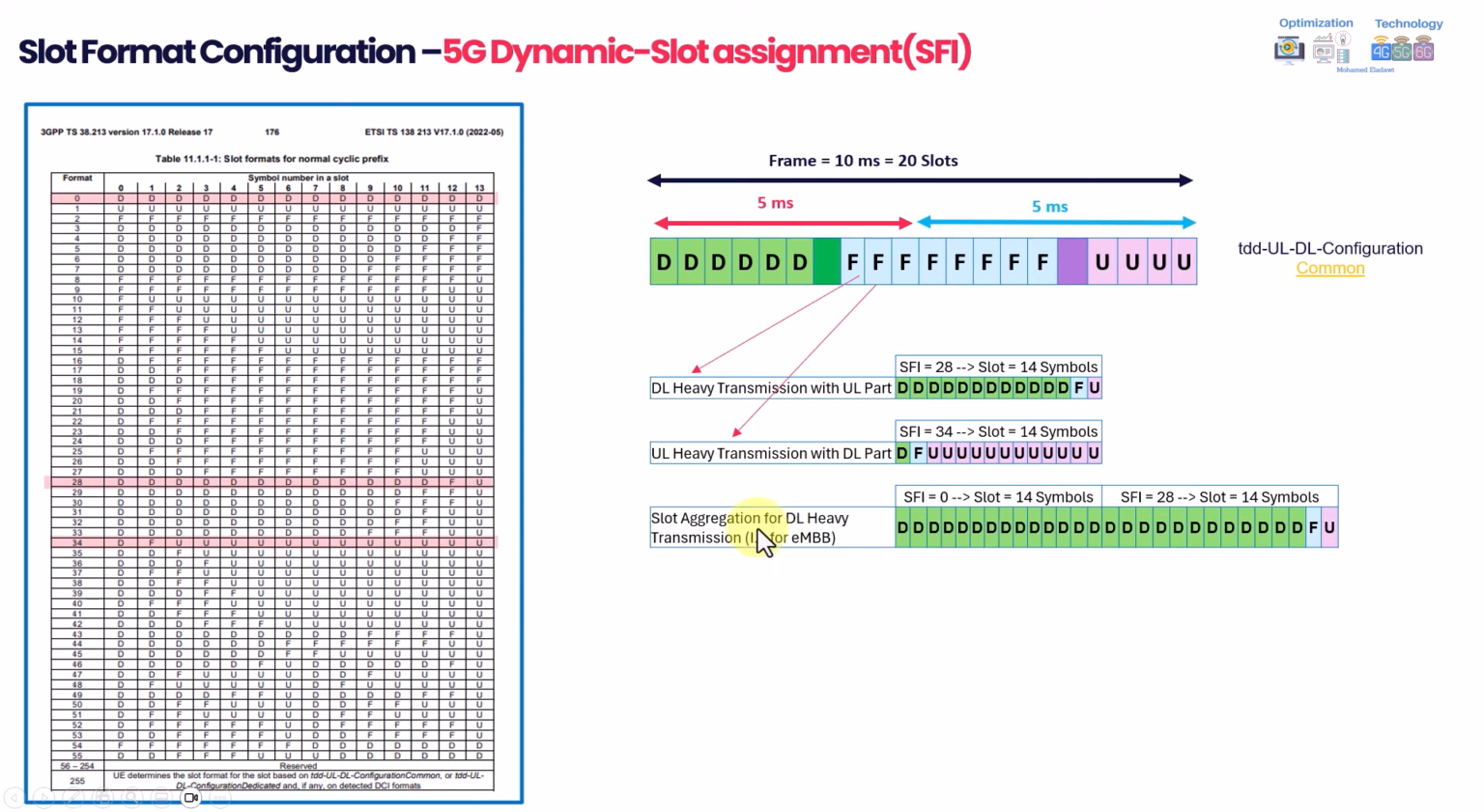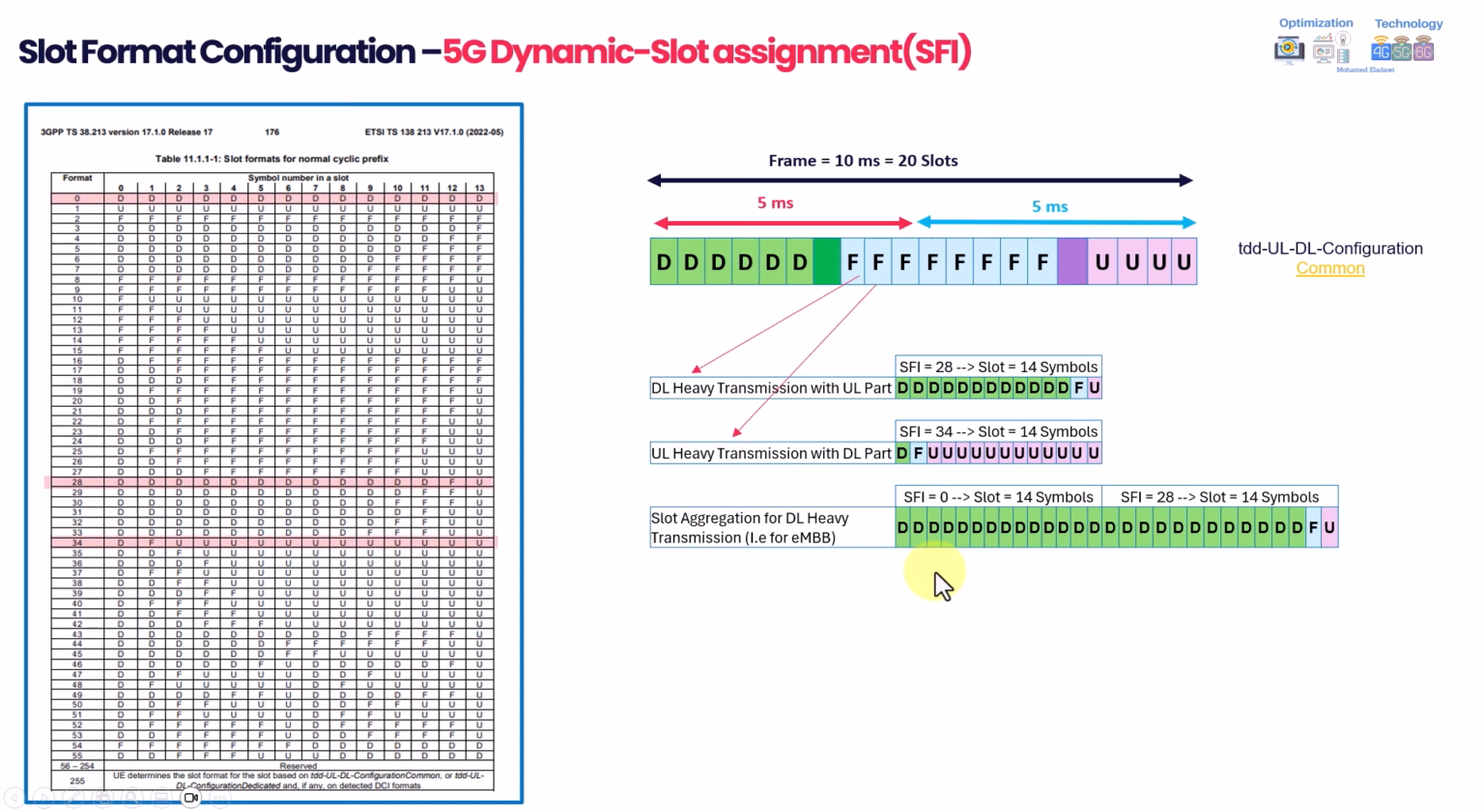Assume now you have slot aggregation. For example, assume you have mobile broadband with heavy downlink transmission, and you require even more downlink slots. Even this can be done through the DCI format. For example, it can combine SFI 0, which has all downlink, with SFI 28. So it will tell him that for these two slots, the first will be completely downlink, and the second will be 12 for downlink, one flexible and one for uplink.